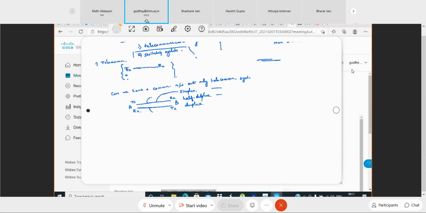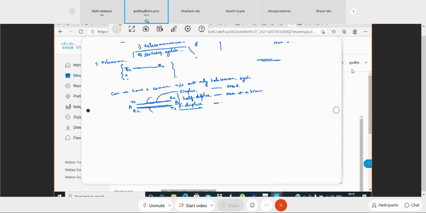So now, what's a simplex link? Communication in one direction only. A half duplex link is communication on both sides, but only one at a time. And here you have full duplex wherein you can communicate in both directions at the same time. Now here, you have two simplex links which provide you a full duplex communication, right?